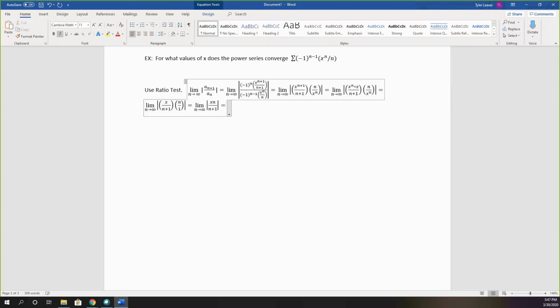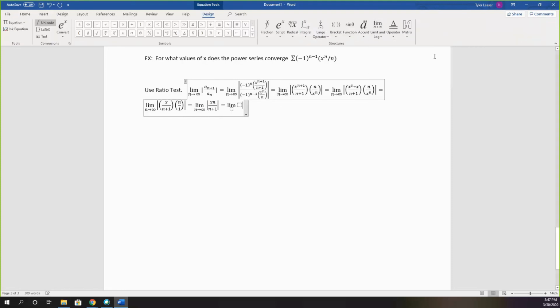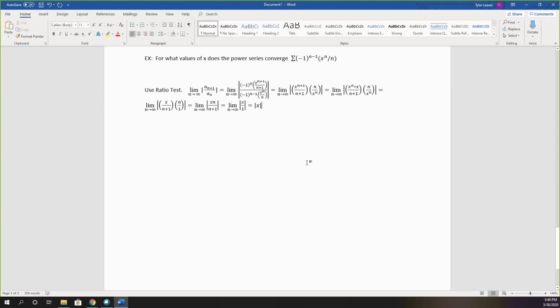Remember with L'Hopital's rule, we're going to take the derivative of the top and bottom separately. So we're still looking at the limit as n goes to infinity. Still have the absolute value. My numerator's derivative with respect to n is just x. My denominator derivative with respect to n is 1. Okay. Remember that x is a constant as far as n is concerned. So if this is all that I have left over, now if I take the limit as n goes to infinity, it just approaches the absolute value of x.